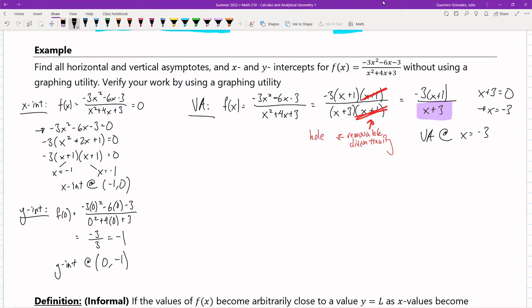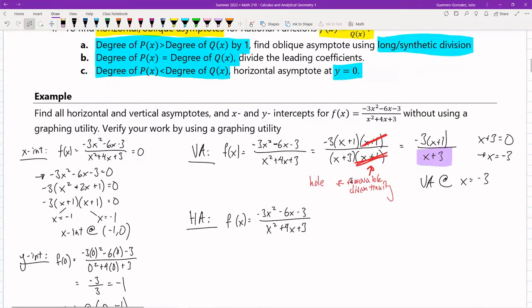Now let's go ahead and find the horizontal asymptote. I'm going to rewrite f of x again: over x squared plus 4x plus 3. If you guys remember from the things that were mentioned up top here, there were these three options right here, right? A, B, and C.